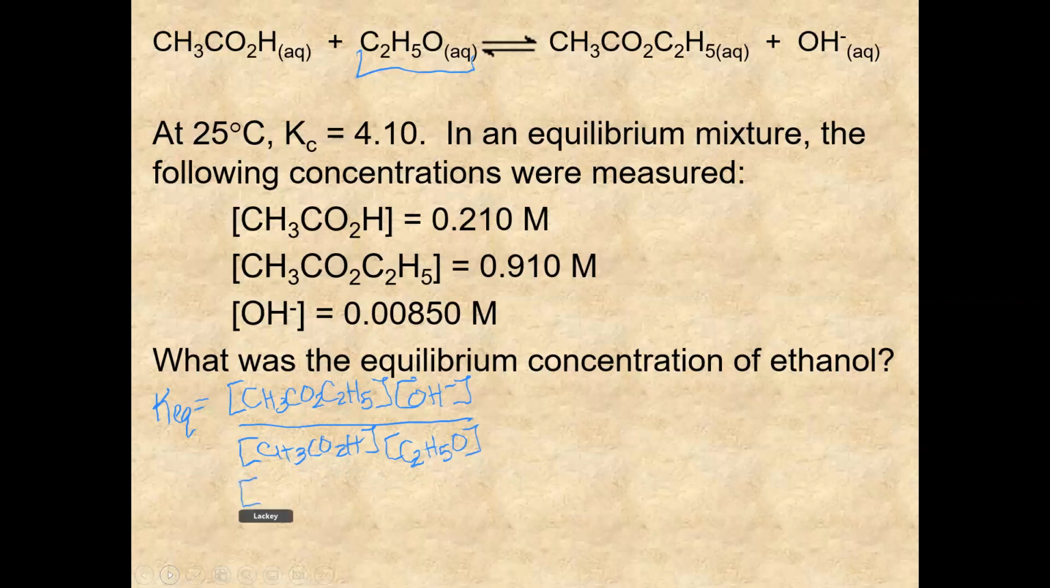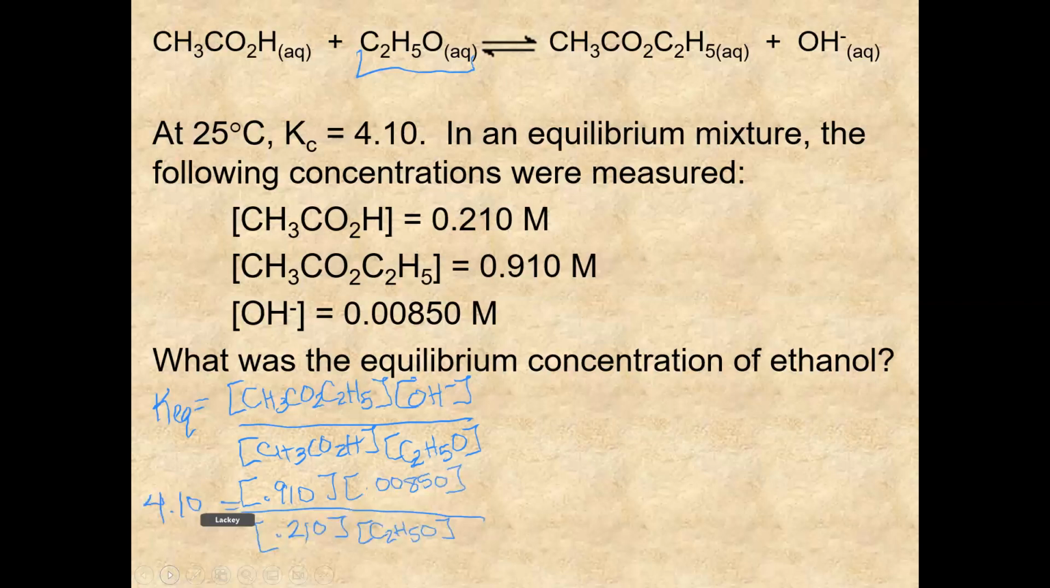So the CH3CO2C2H5 is 0.91 molar. Hydroxide is 0.00850 molar. The CH3CO2H is 0.21 molar. And we're solving for ethanol. It told us our K value is 4.10.